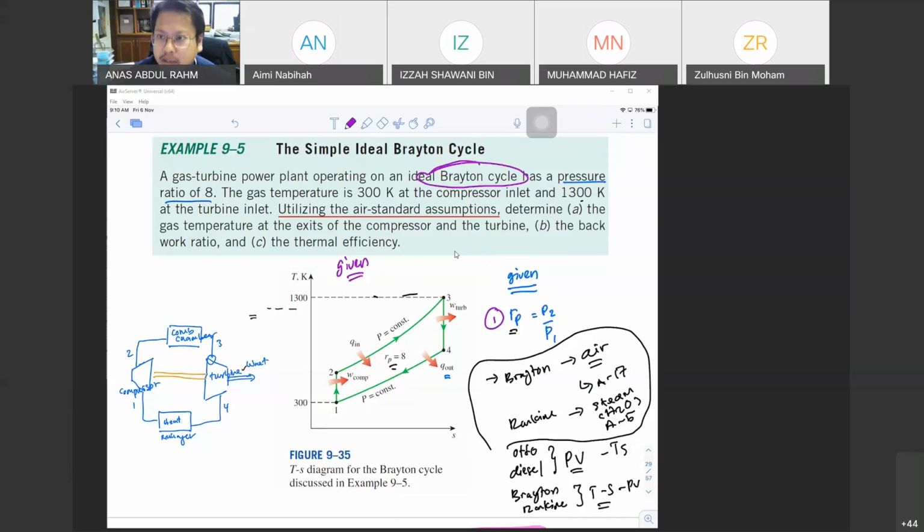Kalau student dia tak boleh visualize, for example, what is turbine inlet? Is it at 3? Is it at 1? Is it at 2? So kalau you tak tahu kat turbine inlet tu state mana ataupun proses mana, then that's a problem. Sebab tu always write down the process to help you understand.